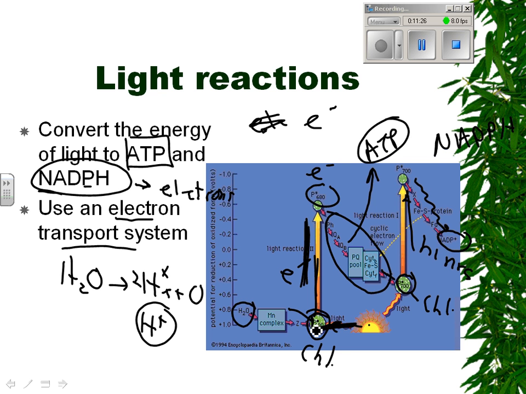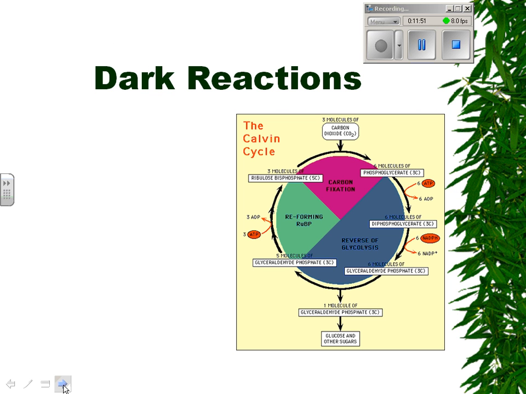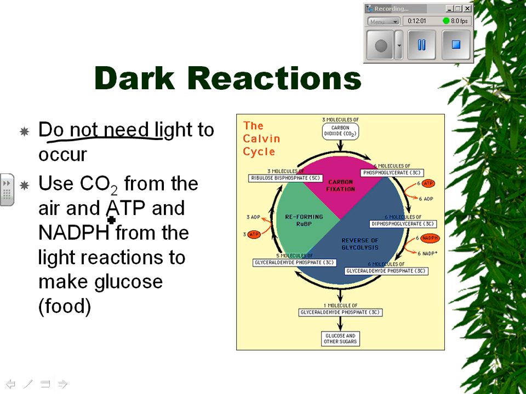So if a plant doesn't have enough water, it can't do photosynthesis because it runs out of electrons to make ATP and NADPH. That's called the light reactions because they happen in the light. You have to have light to make this all happen. The second stage then is called the dark reactions. Now the dark reactions just don't need light to occur. They can happen anytime as long as the plant has already made ATP and NADPH.